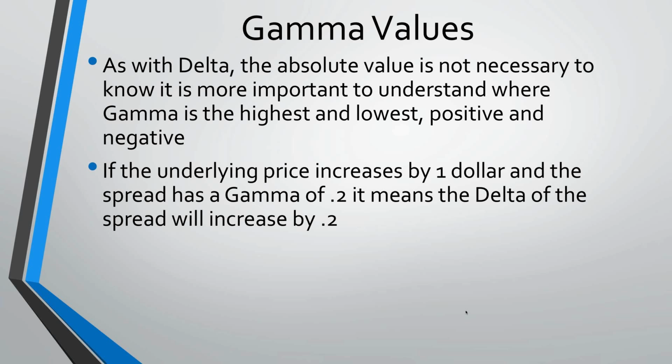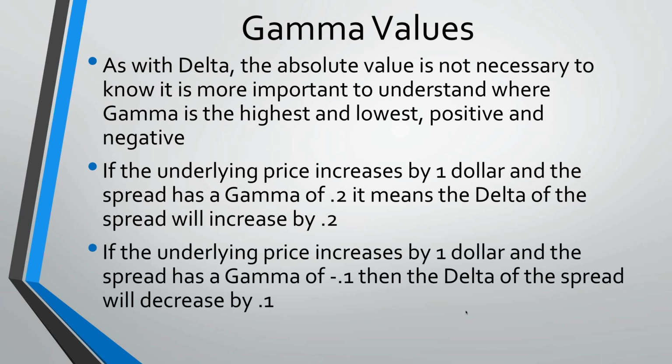Now, if the underlying price increases by $1 and the spread is gamma of 0.2, it means the delta of the spread will increase by 0.2, not the value of the spread. Again, the gamma is modifying the delta. It has nothing directly to do with the spread price. The delta modifies the spread price. The gamma modifies the delta. If the underlying price increases by $1 and the spread is a gamma of negative 0.1, remember, gammas can be negative, then the delta of the spread will decrease by 0.1. Again, not the value of the spread, but the delta will decrease.